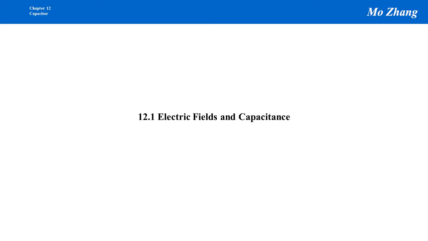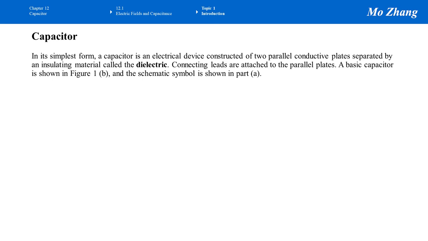12.1 Electric Fields and Capacitance. A capacitor is an electrical device made of two plates. Most of the time, we put the plates in parallel, separated by a distance. Usually, we put materials between the plates. These materials are called dielectric materials, which are used to boost the capacitance, which is the capability of the capacitor to store charges. In short, a capacitor is just an electrical device that can store electric charges.